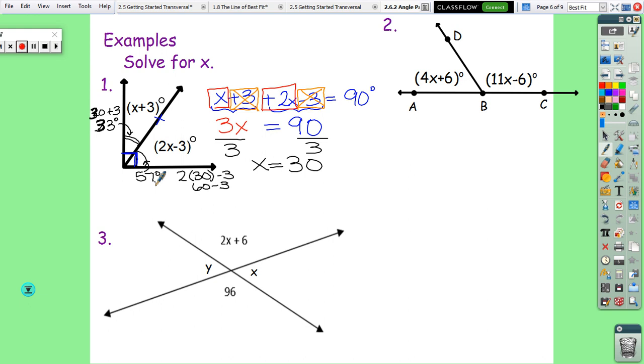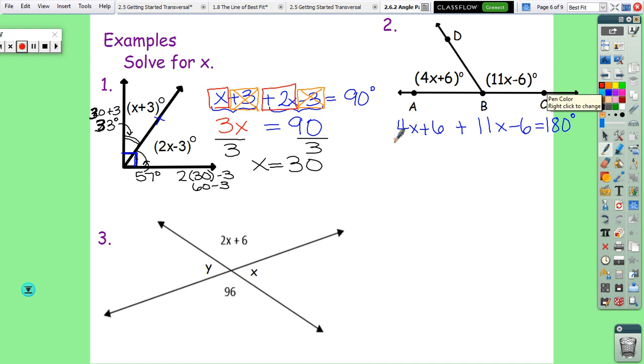All right, same thing over here. These two angles now are supplementary. So this is a straight angle. A straight line has to equal up to 180 degrees. So when we take our two angles, angle 1, angle 2, and add them together, 4x plus 6 plus 11x minus 6, they have to add up to 180 degrees.